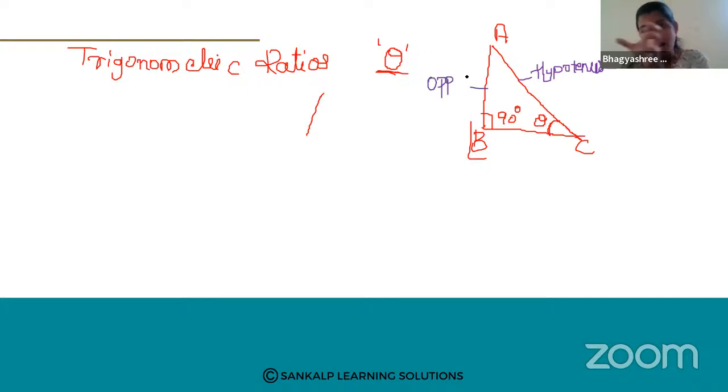Why? This is opposite to the angle theta. Therefore, it is called the opposite side, right? So this is the opposite side.